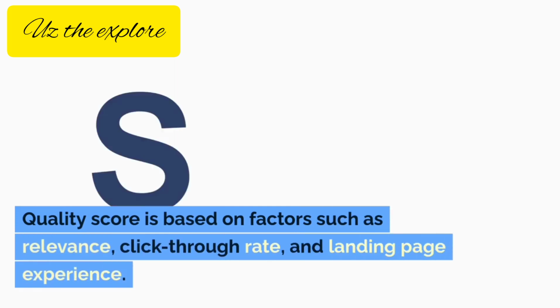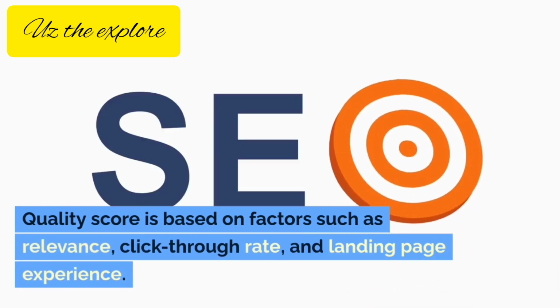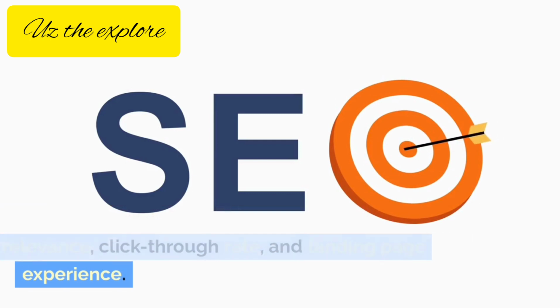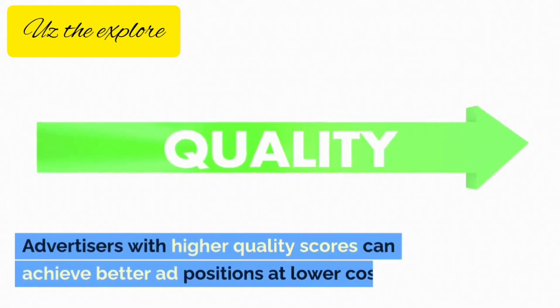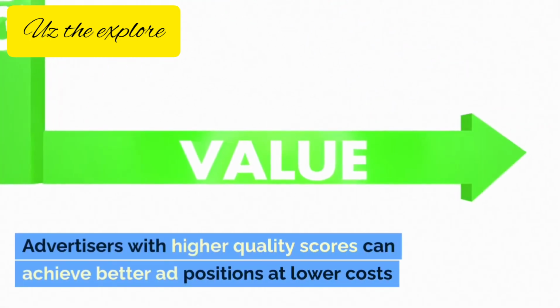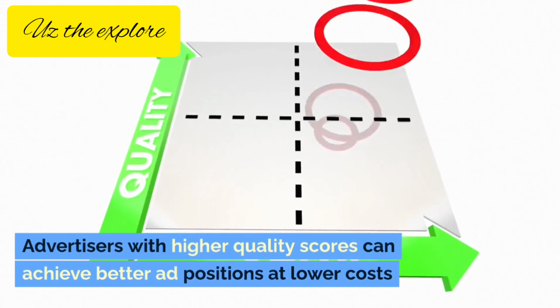Quality score is based on factors such as relevance, click-through rate, and landing page experience. Advertisers with higher quality scores can achieve better ad positions at lower costs.